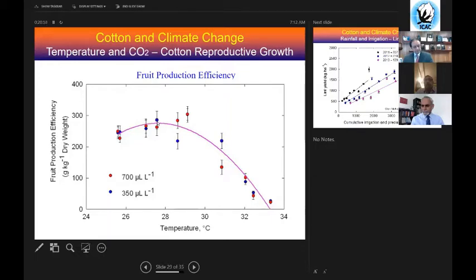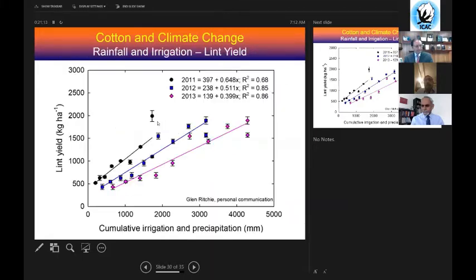This is almost similar to many other crops to a certain extent. The optimum varies depending upon the species. For rice it is around 22 degrees, but there is about a 10% decrease in grain yield for rice also, similar to this one. But the optimum varies depending upon the species.